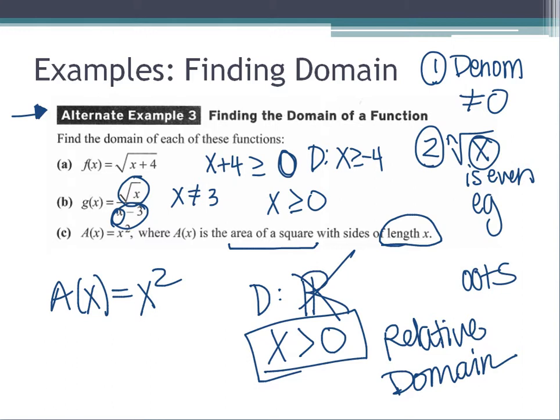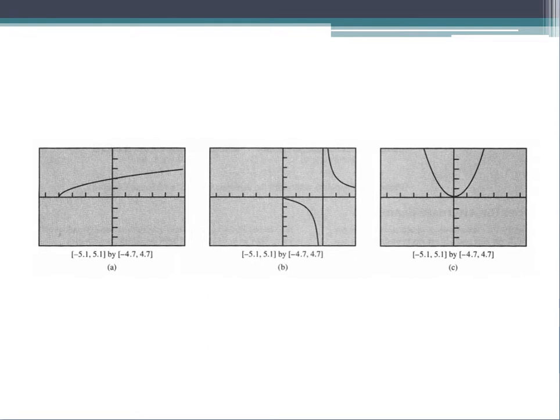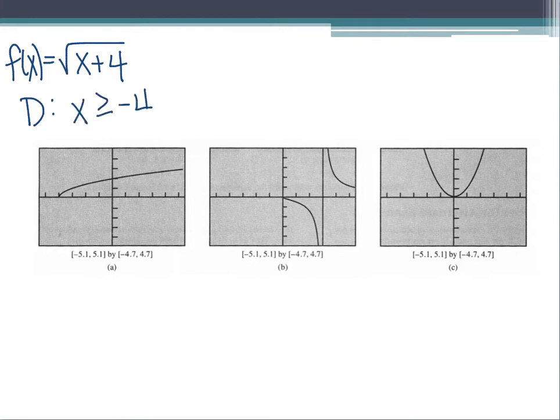Okay, so let's look at what these graphs look like, and we can kind of see. So here's our first one. This was f of x equals the square root of x plus 4. And we said that the domain was x is greater than or equal to negative 4. So if we look right here, there's negative 4, and the graph hits it.